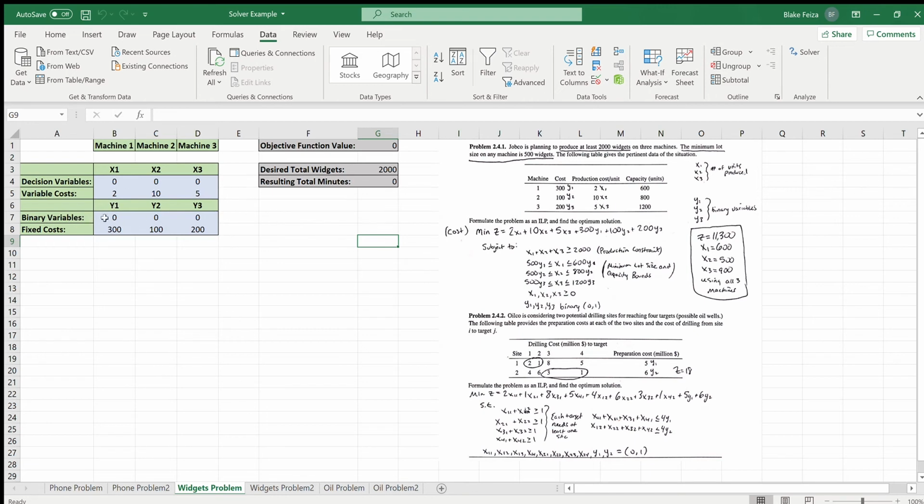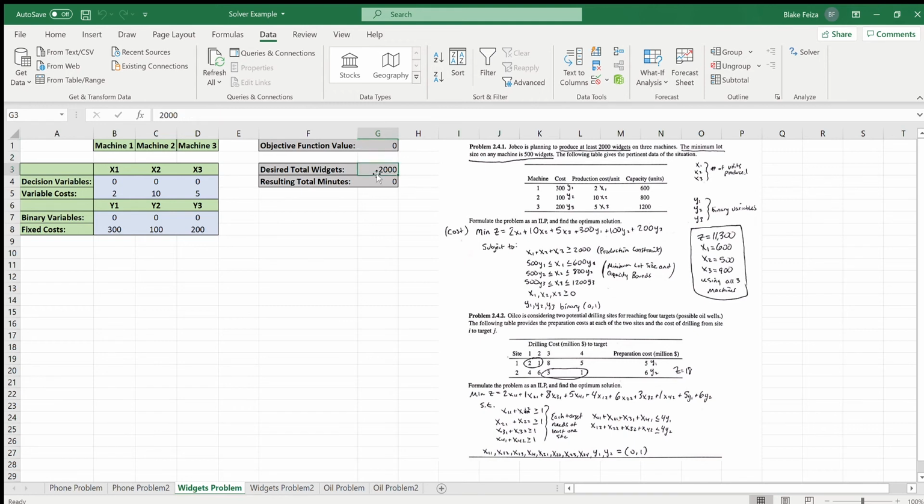Then we have binary variables, which all start off as zeros for our three y variables, and our fixed cost for the activation of the machine: $300, $100, and $200. So with our objective function, it's set up the same way with SUMPRODUCT, B4 through D4 times B5 through D5. This is giving us this part of the product up here, all three of our zeros for our decision variables times our variable costs, and then plus the SUMPRODUCT of all of our y variables times their respective costs.